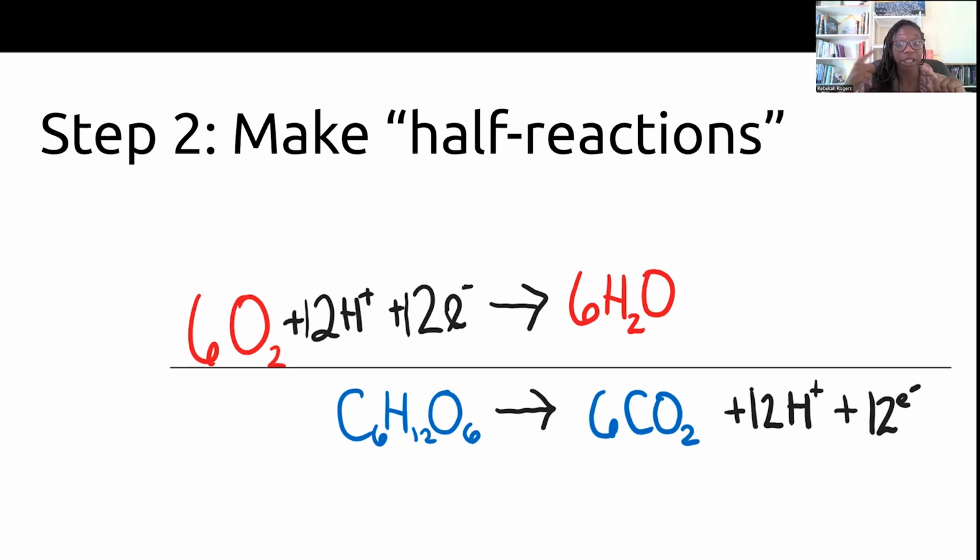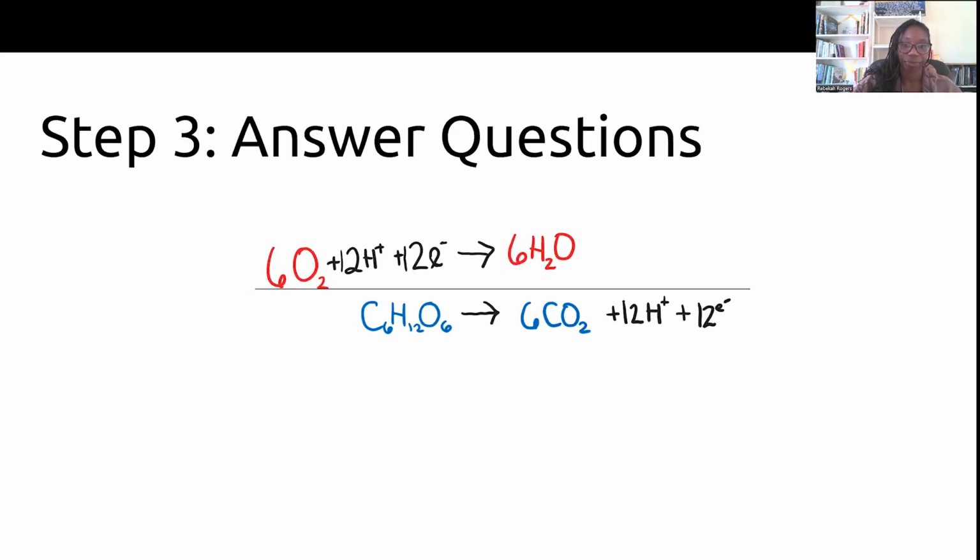In contrast, the C6H12O6 becomes carbon dioxide and releases the 12 hydrogens and the 12 electrons. Because this is losing the 12 electrons, regardless of the hydrogens, it is oxidation. Good job. So now I can just answer these questions. The thing that gained the electrons has to be reduced, and the reducing is from the side on the reactants, not the side on the products. So the thing that is reduced is oxygen.